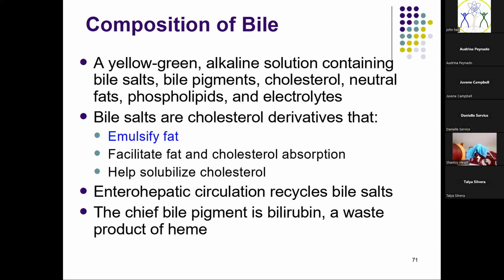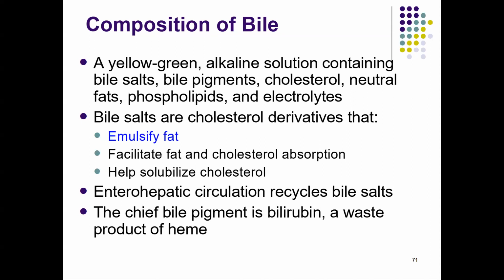So as it says, bile is a yellow-green alkaline solution containing bile salts, bile pigments, cholesterol, neutral fats, phospholipids, and electrolytes, right? And of course, as we know from long time, bile's main purpose is emulsification of fat.